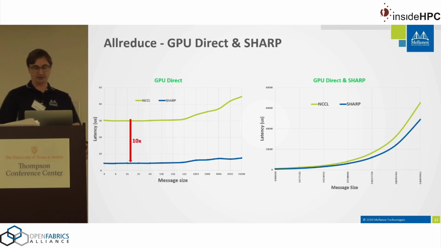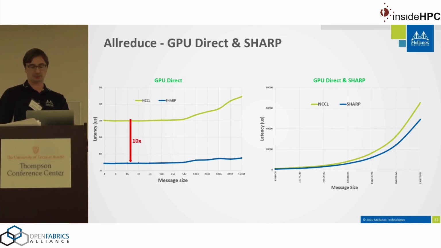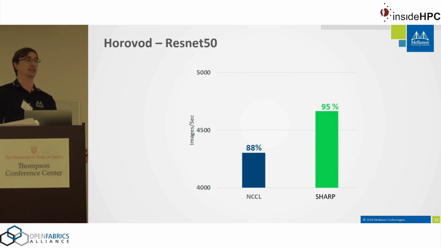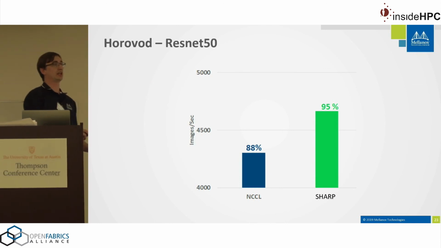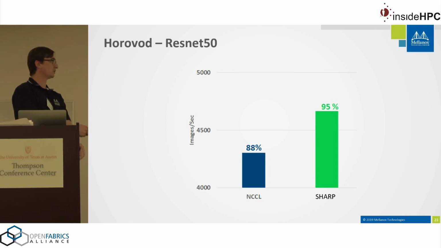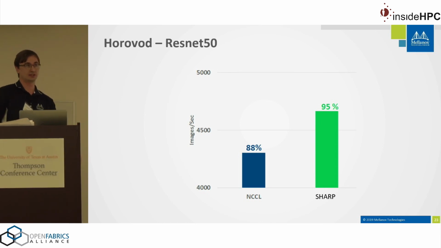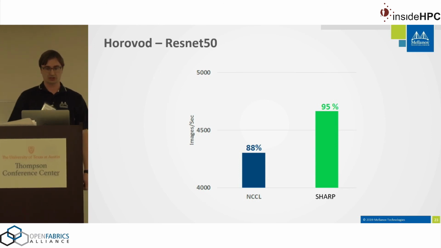The efficiency that we can get when we run machine learning is therefore very high. With Sharp, and again, this is just pure Sharp, not using NCCL for on-host aggregation, we can achieve almost 95% efficiency, which is a very nice achievement.